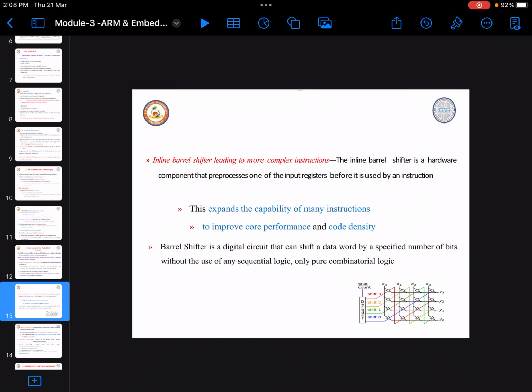Coming to the inline barrel shifter, it is supported as a hardware component along with the ALU, which expands the capability of many instructions. It is majorly incorporated to improve the core performance and the code density. The purpose of the barrel shifter is that many operations like multiplication and division can be performed through the barrel shifter.